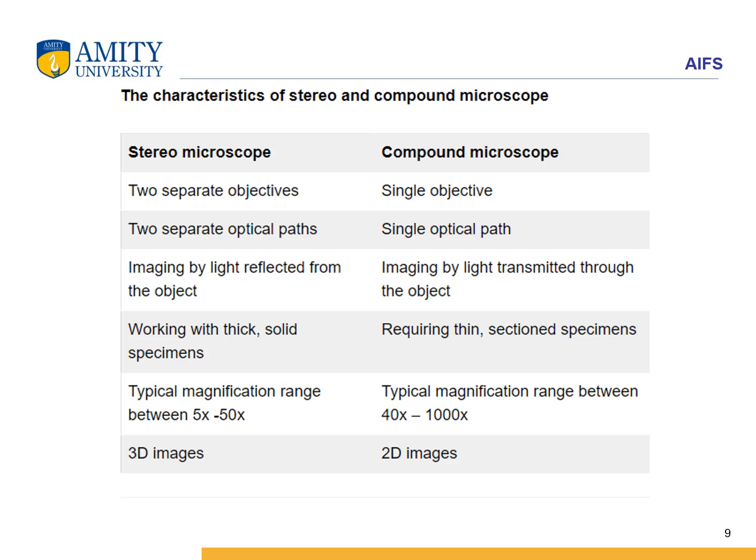The stereo microscope's typical magnification ranges from 5x to 50x, whereas the typical magnification range of the compound microscope is 40x to 1000x. There is three-dimensional image formation using the stereo microscope, whereas a 2D image is formed using the compound microscope.